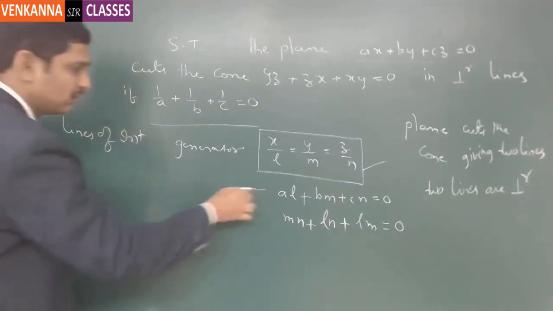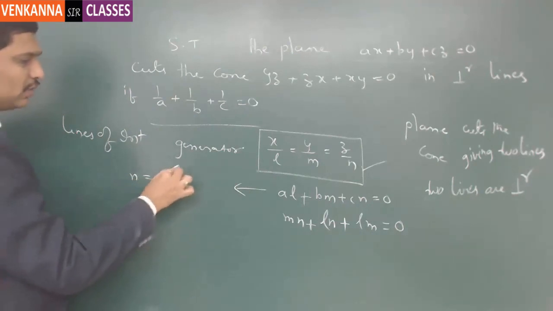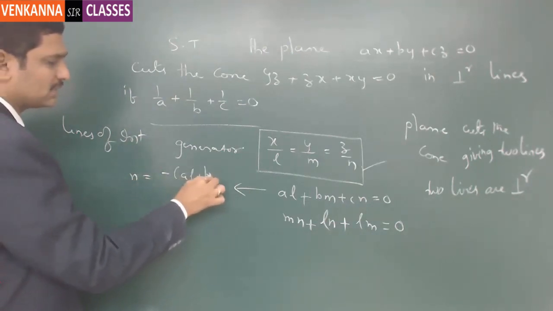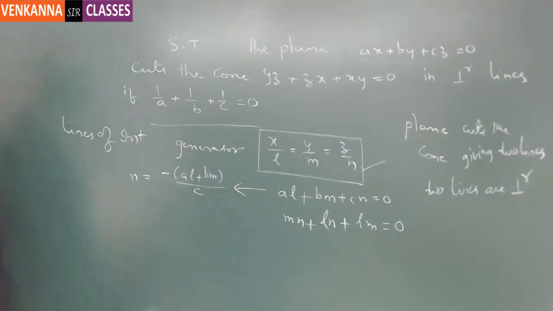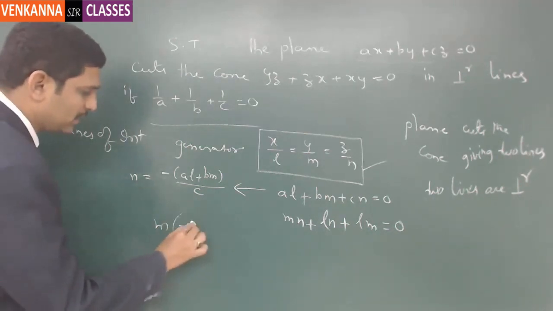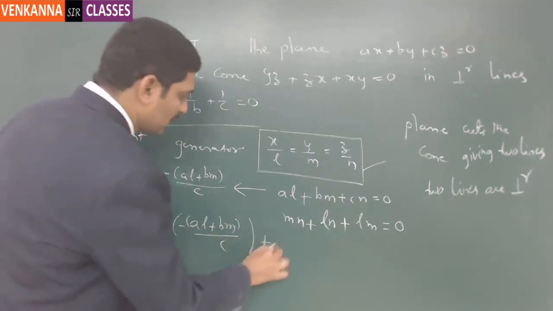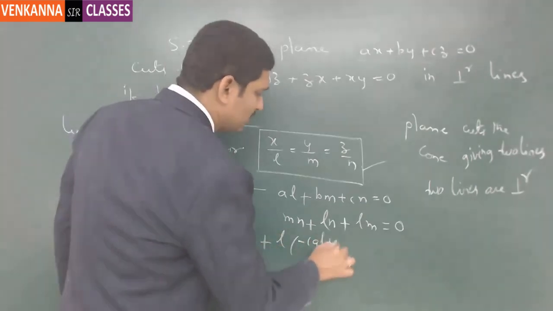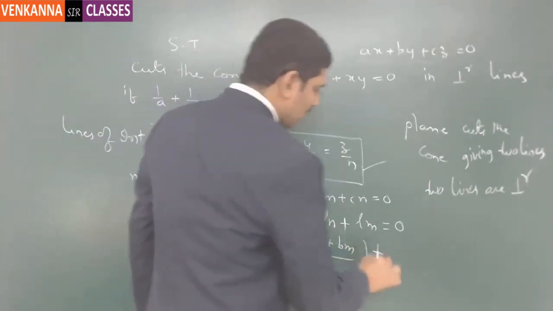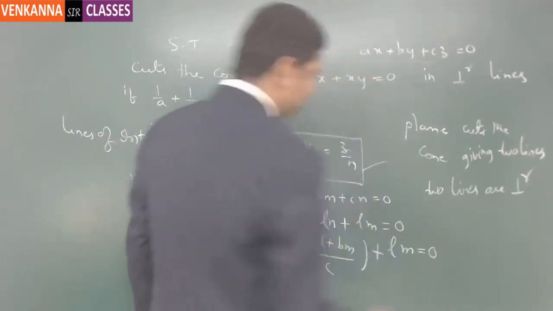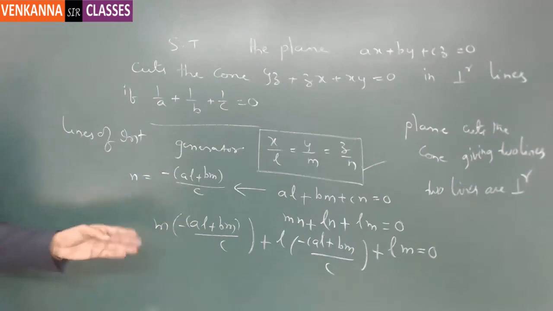If you observe from this equation, n = -(al + bm)/c. Please understand that we can eliminate any one parameter, either l or m or n. Here I have taken n. Now substituting the n value in the cone equation, you have m into -(al + bm)/c plus l into -(al + bm)/c plus lm = 0. So you simply calculate the LCM and simplify it.